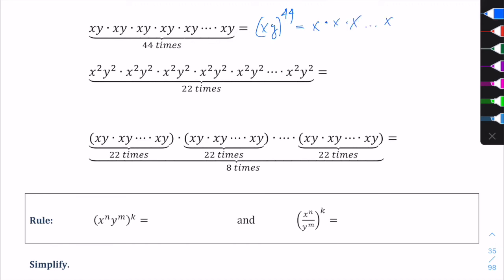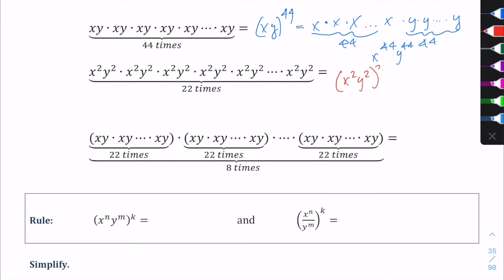So we could have written this as all the x factors first, x times x times x times x times x, and we could have had this 44 times, and then we could put all the y's, y times y times y times y, also 44 times. Hey, if we have 44 products of x, that's x to the 44th, and 44 products of y, that's y to the 44th. Whew. Hey, that's kind of interesting. We had xy to the 44th, or x to the 44th, y to the 44th.